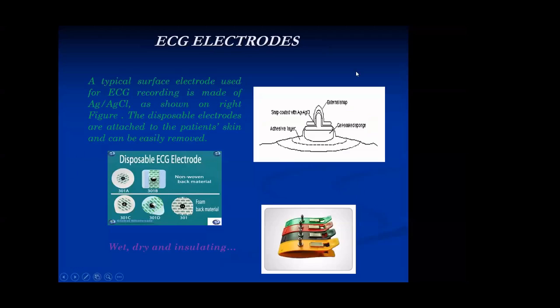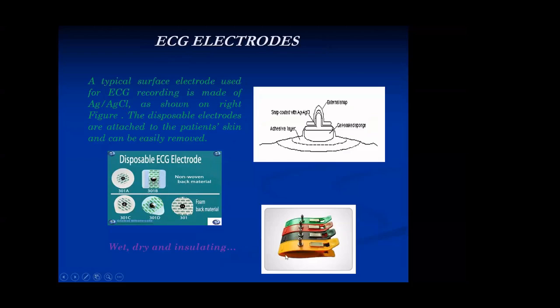So the first block is electrode, as I have told. I will take the two case studies of ECG and EEG. ECG, as the name implies, electrocardiogram, represents the electrical activity of the heart. These are surface electrodes which are made of AgCl. They are placed on the surface of the body.